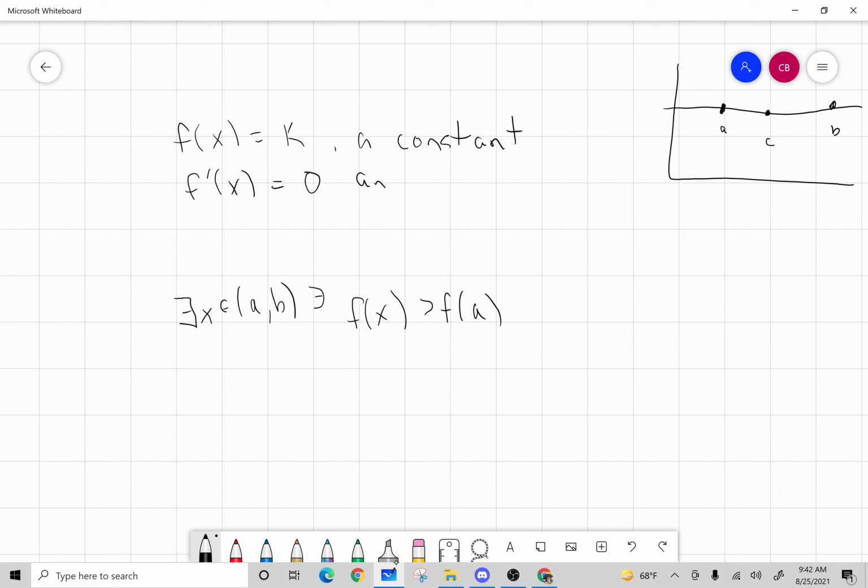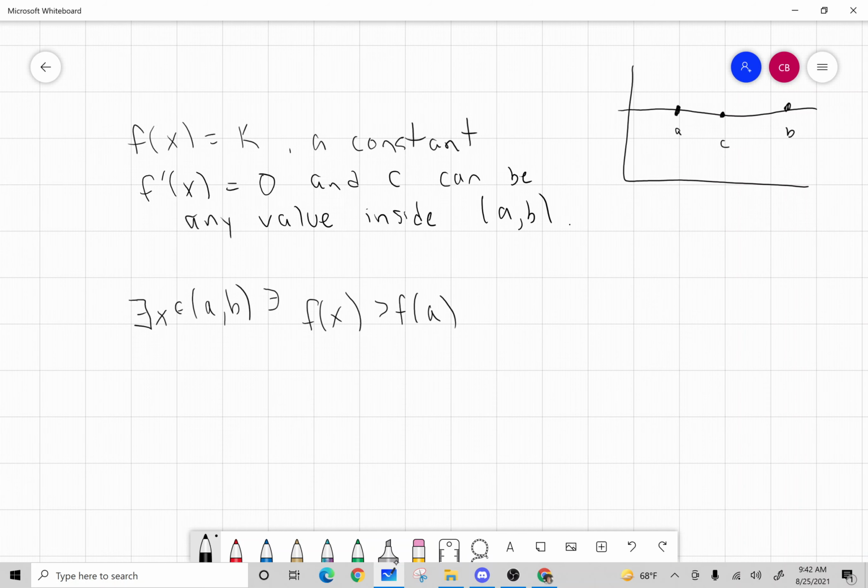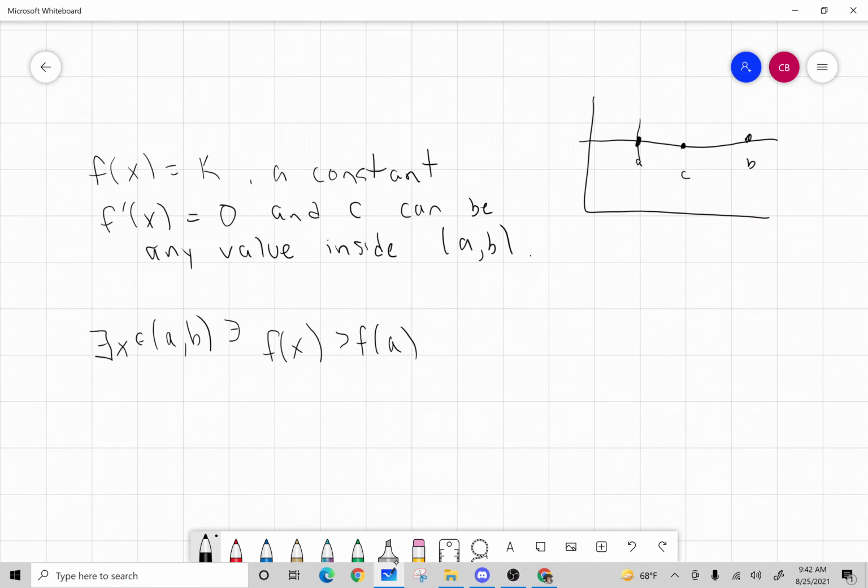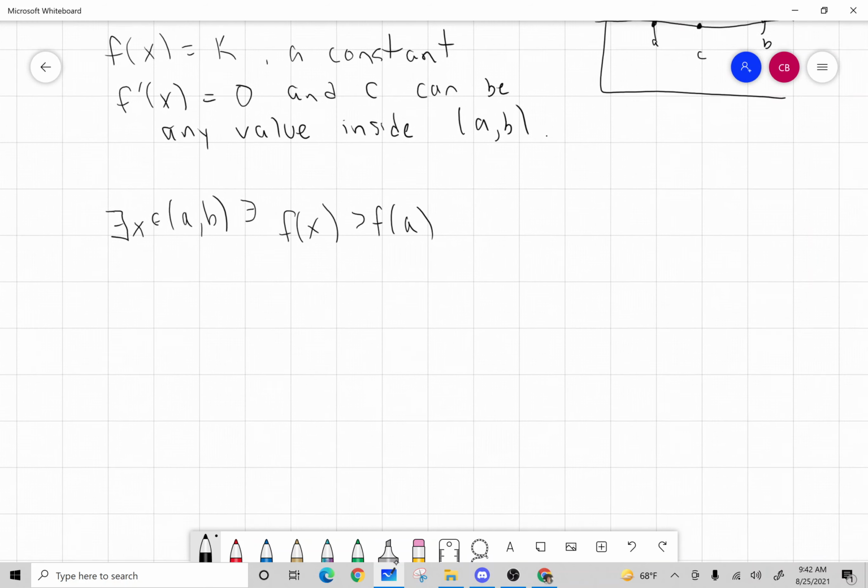And c can be any value inside (a, b). Okay, so it can be any value in here. It will work. Sorry, it wasn't letting me draw it. And so we've already proved that. So that's that. Now let's look at the next part.